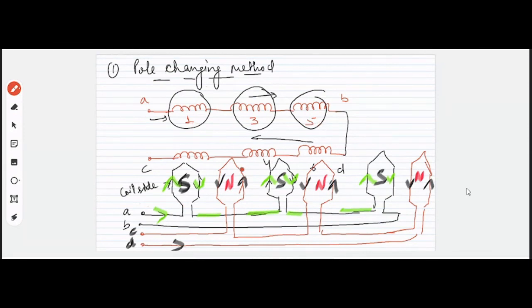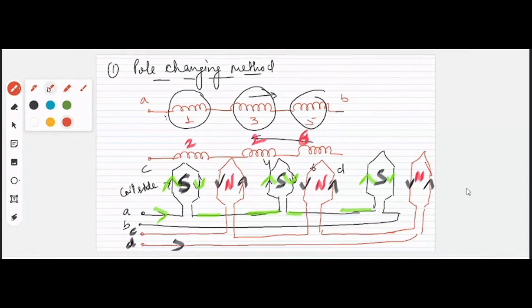Now, what we can do is to have the 12 poles from the same winding. We can change the interconnection such that the current in each winding will be in same direction. Right? If you see this connection, 1, 3, 5, and 2, 4, 6. In the 2, 4, and 6, the current is from right to left, whereas in ABC it is from left to right.